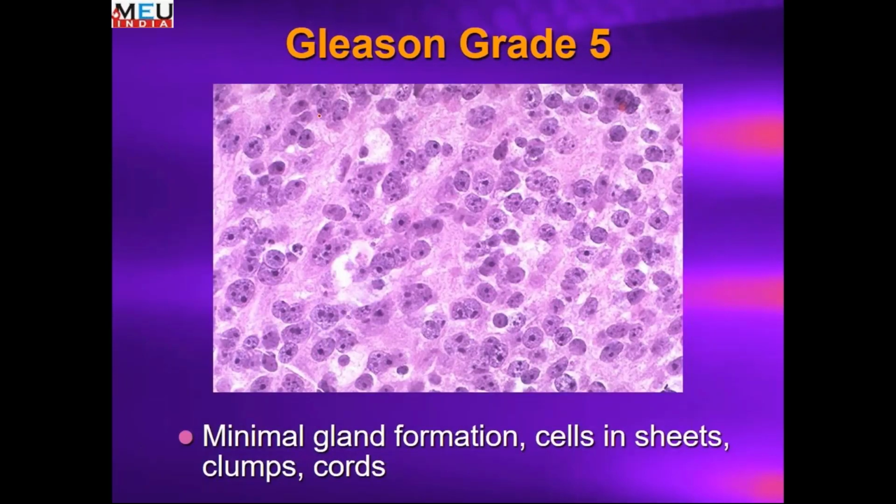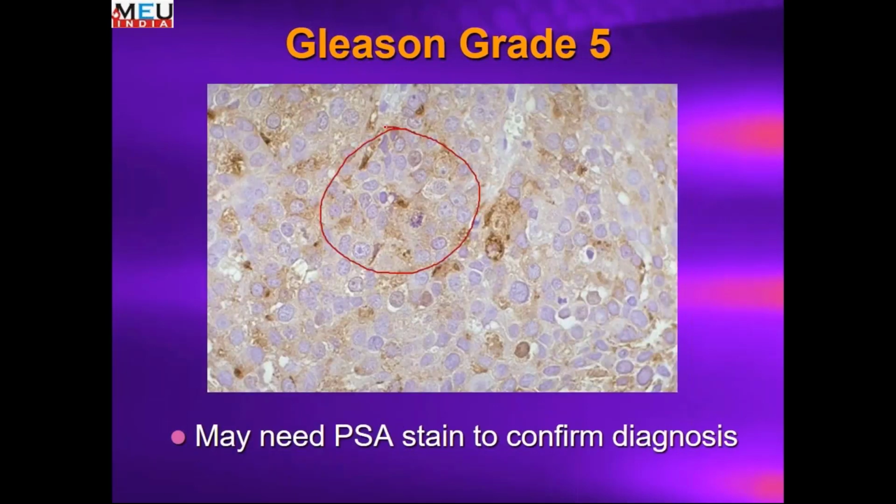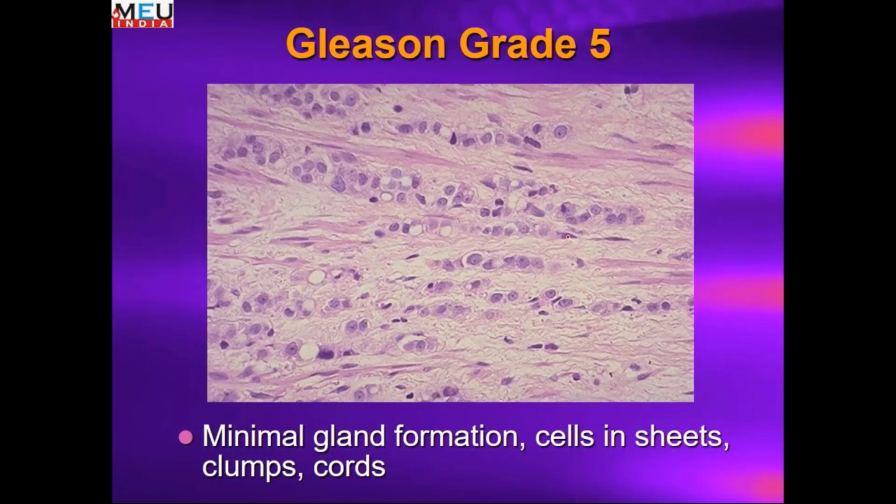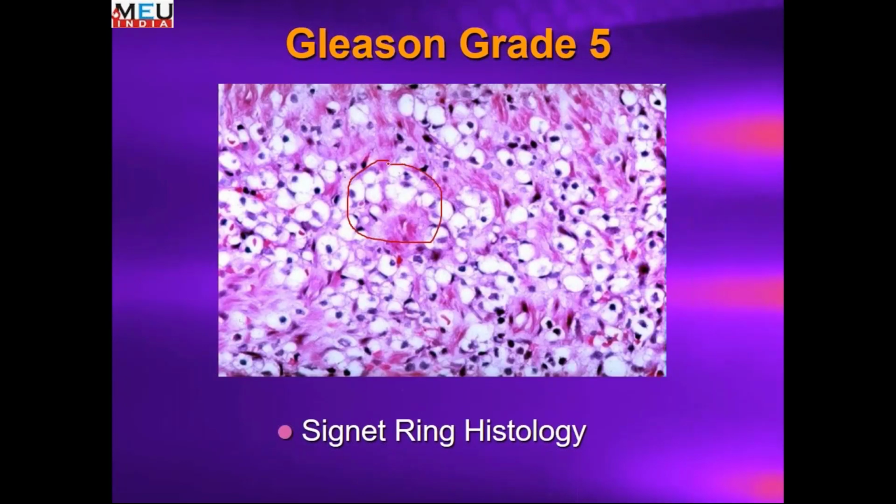Now Gleason's grade 5 pattern, there is minimal gland formation, and the cells occur in sheets, clumps, and cords, and they may need PSA stain to confirm the diagnosis. There is minimal gland formation in this pattern 5, and the cells are occurring in sheets, clumps, and cords. And here again there are clumps and cords, and there is signet ring histology, just like signet ring cells in the stomach.